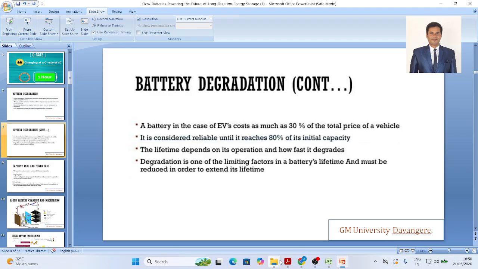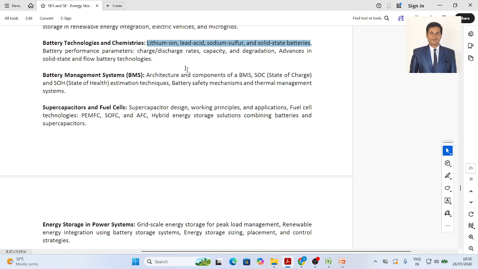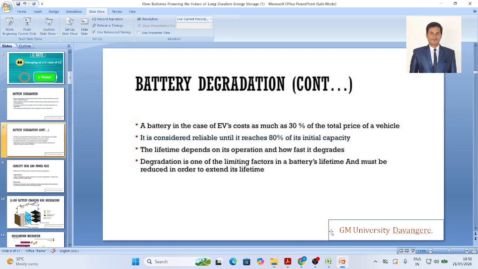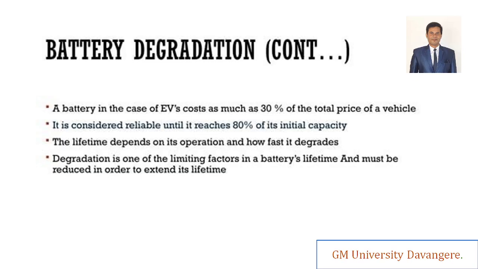We have the syllabus. In the syllabus they have given very clearly that you have to study the degradations. So the degradation is very important, right? You have to learn degradation, why degradation happened, and based on this you can do a lot of research also. If you understand the degradations and go in depth, you will learn many things.